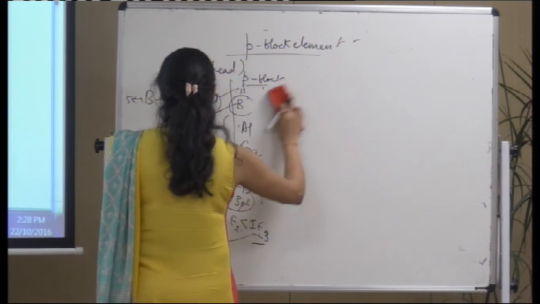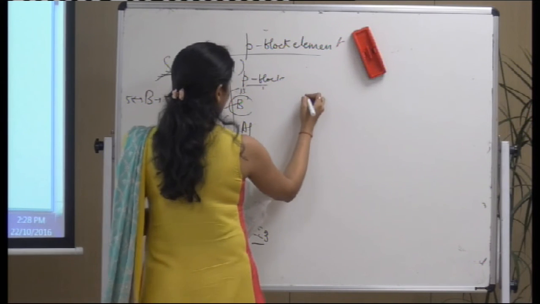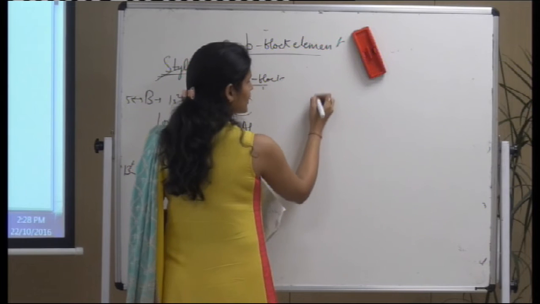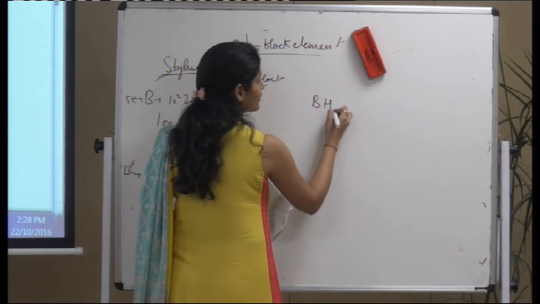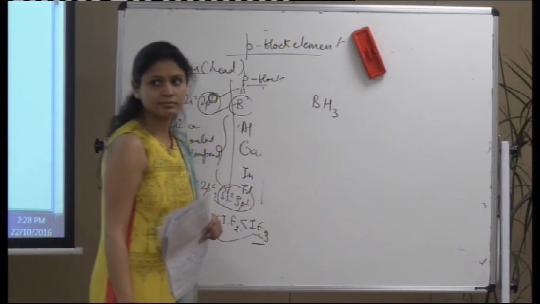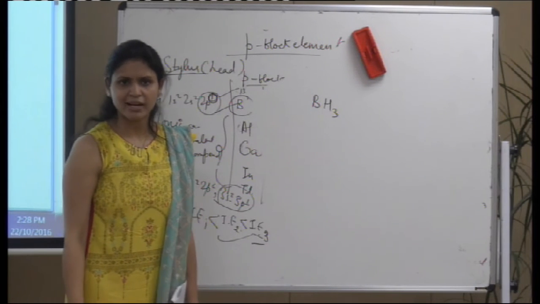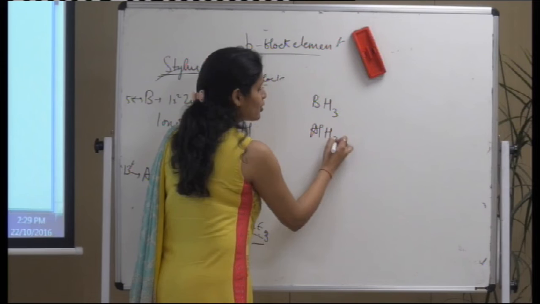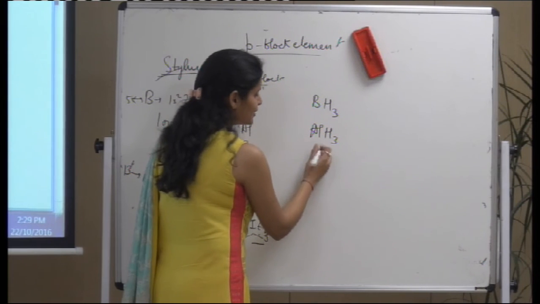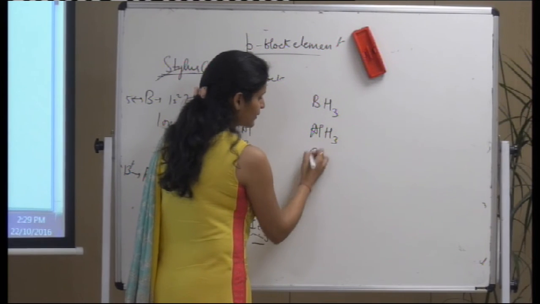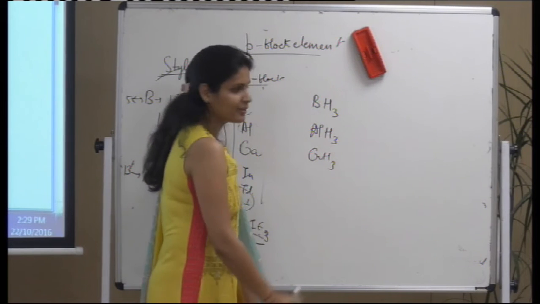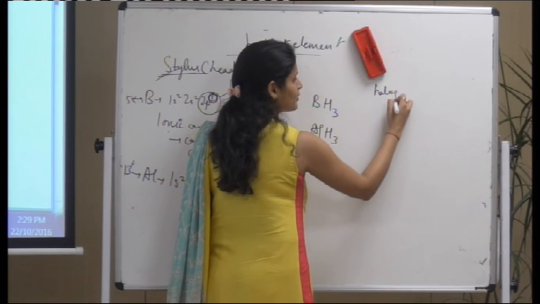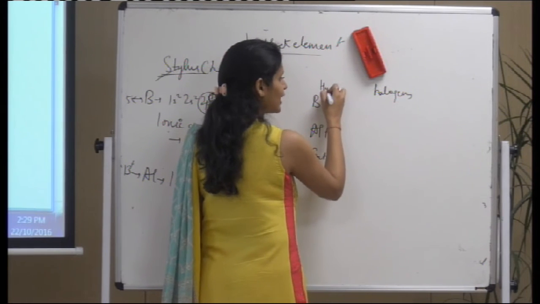Next properties. So far it is clear that boron forms covalent compounds. Can we talk about the hydrides of boron? With hydrogen it will form hydrides, right? Similarly, aluminium would form AlH3. Similarly, gallium hydride, right? This was the reaction with hydrogen.